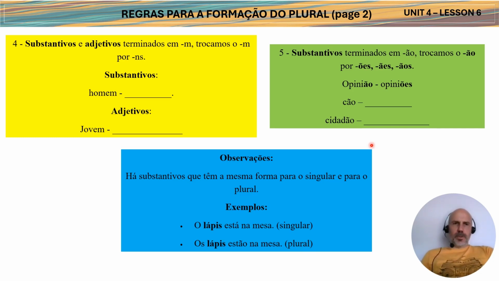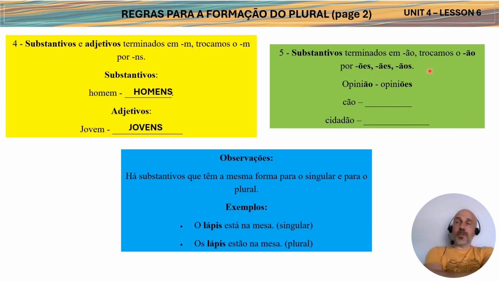Okay. Hopefully you have done this already. So I'm going to show you the plural of homem. It's homens. The plural of jovem, it's jovens. So basically we switch the M for NS. And here we have 3 options. So if the word ends with ão, and that was my example, cão, right? We have 3 options, ões, ães, or ãos.